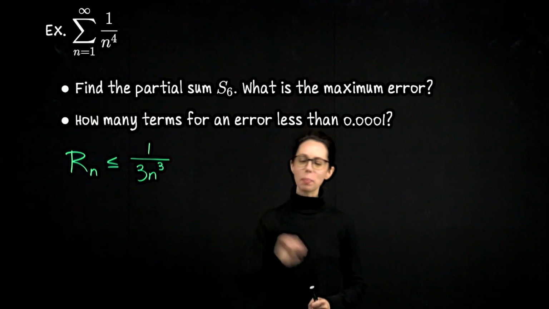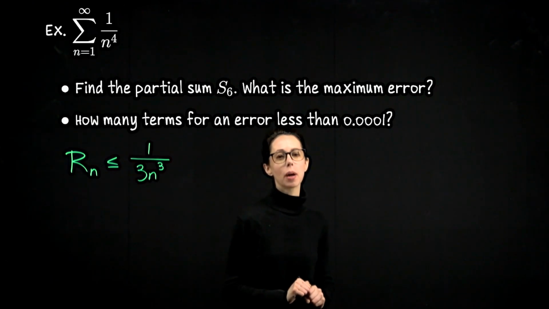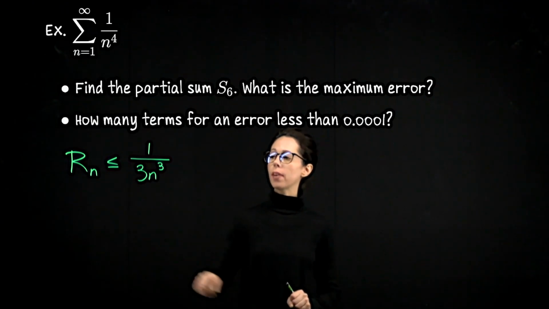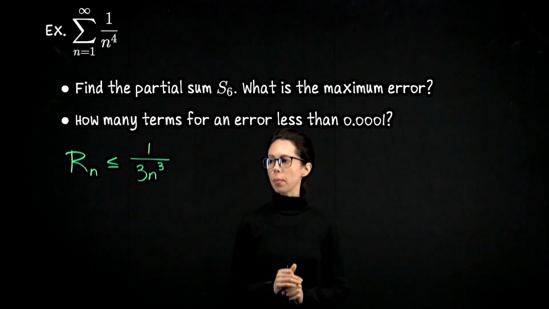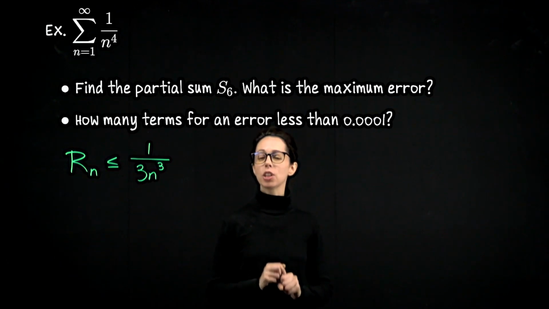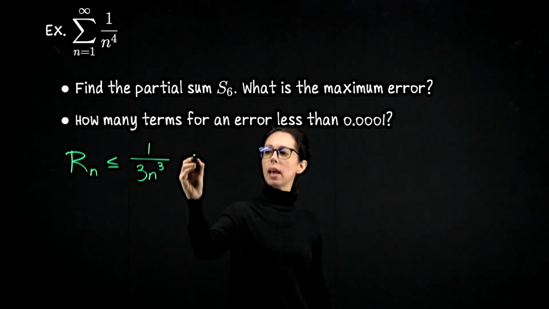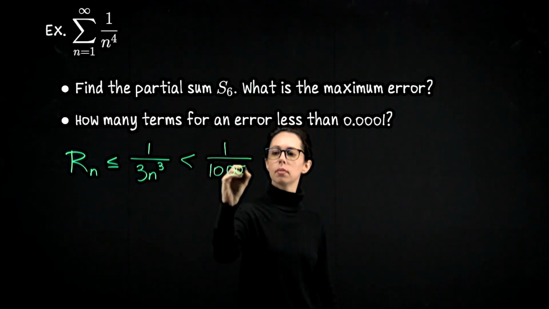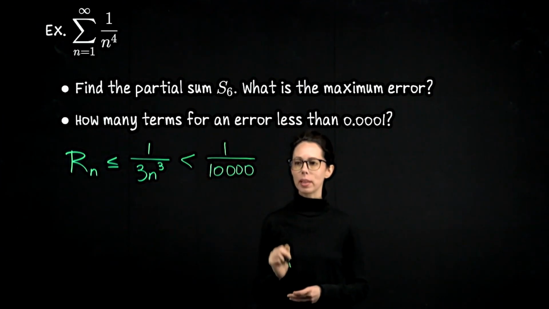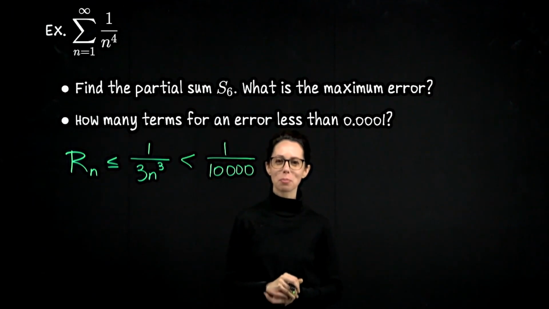Okay, I kept the one piece of information that we need from the first part of this problem in order to solve the second. We found an upper bound for the remainder for the nth partial sum. We said the remainder was less than or equal to 1 over 3n cubed. Now we want that to be less than 1 over 10,000. Okay, so that's 0.0001.